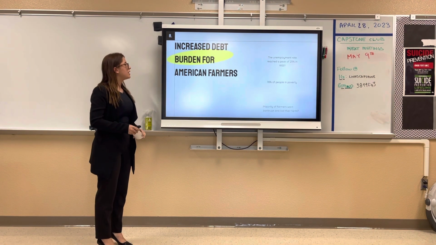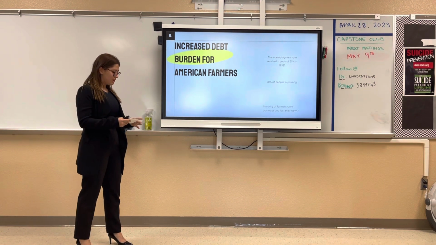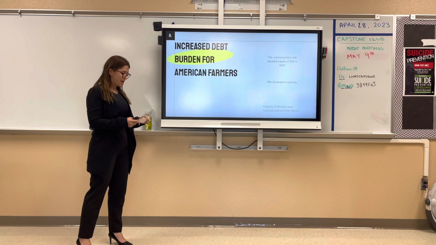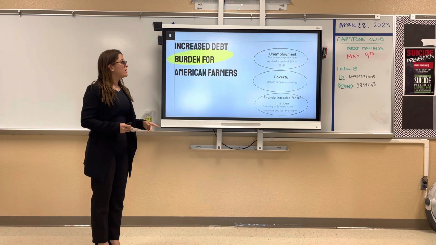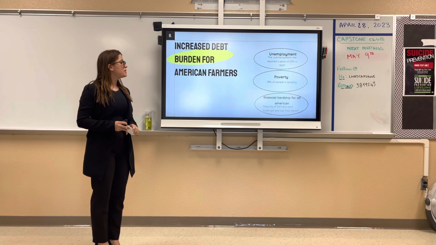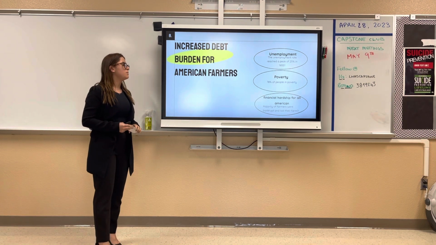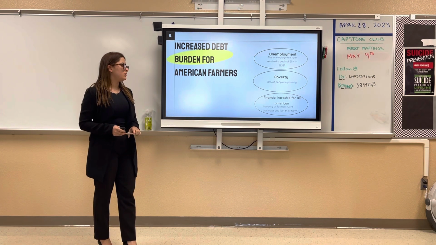Following to my second claim, the increased debt burden for American farmers. According to the Federal Reserve Bank of St. Louis, the unemployment rate reached a peak of 25% in 1933, and 78% of people were in poverty. And lastly, the majority of farmers went bankrupt and lost their farms.